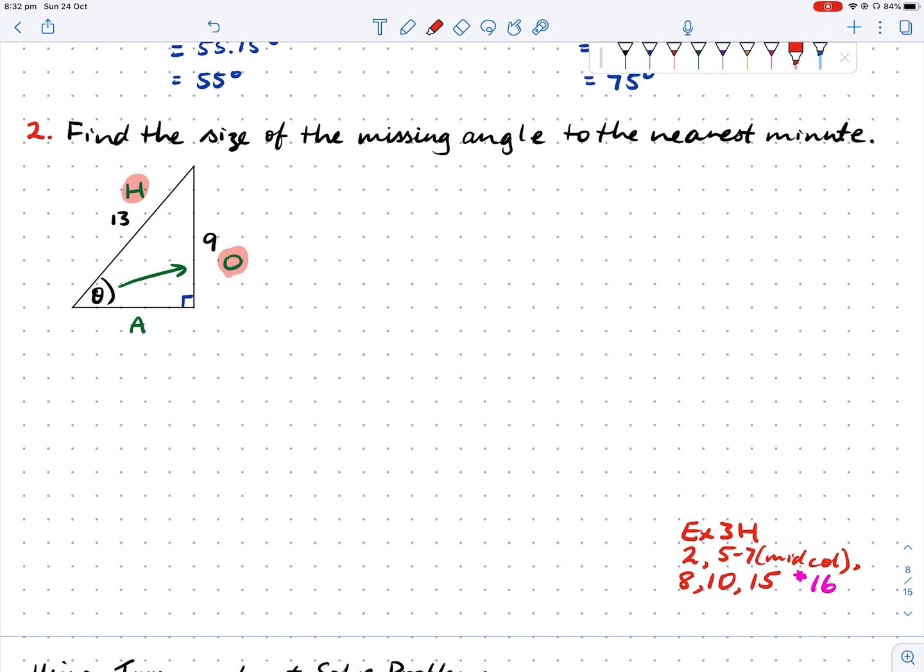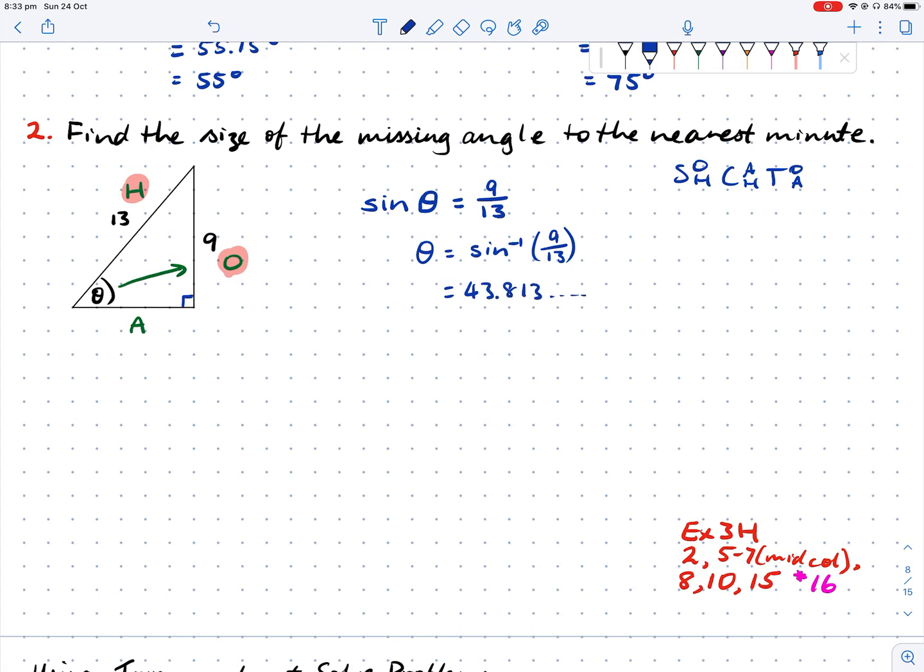So if I've got opposite and hypotenuse, that's going to be sine. SOH CAH TOA. So sine of the angle, that's theta. Remember that's a Greek letter that we often use for angles. Sine theta equals, and the fraction is 9/13. If we want to find the angle, then we undo the sine, so theta equals sine minus 1 of 9/13. Put that in your calculator, so shift sine 9/13.